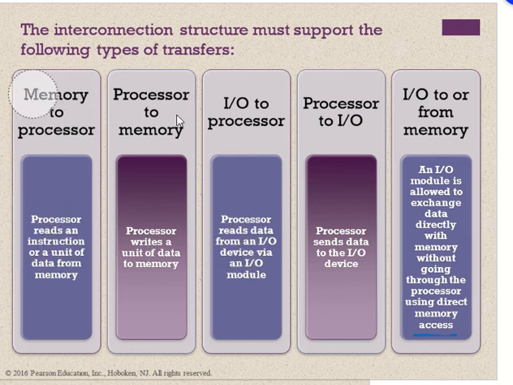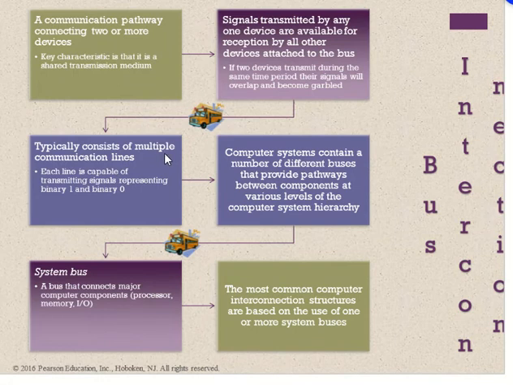Okay, so this is about the interconnection structure for supporting the data transfer. Next we move on to the bus, the interconnection network. Between the components of a computer system, there is an interconnection that you call a bus. It can be a system bus, a data bus, or an address bus. That's what we are going to see in this slide.